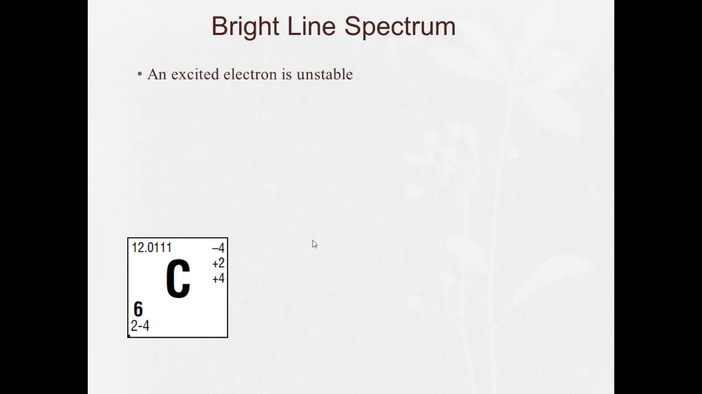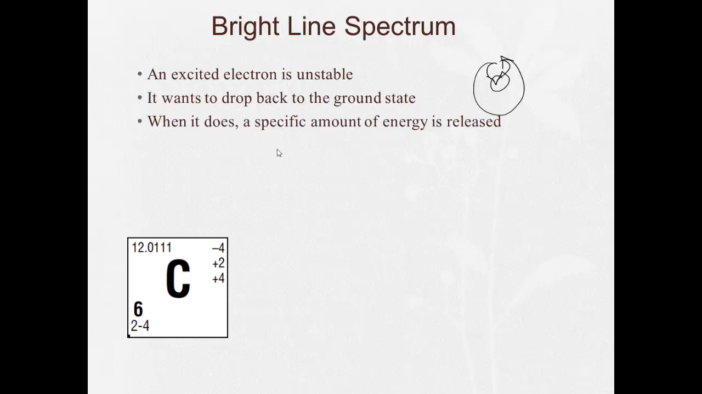Well, an excited electron is unstable. So it basically wants to drop back to the ground state. So when you put energy in, right, the electron jumps up, but it's going to fall back down. Now when it does that, a specific amount of energy is released. And this energy is released as what's called a photon of light.